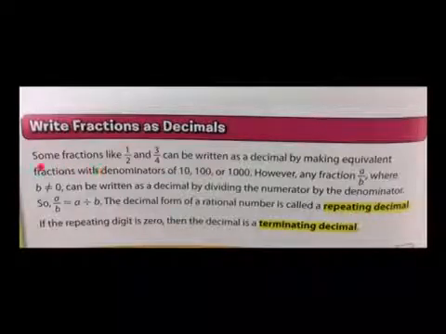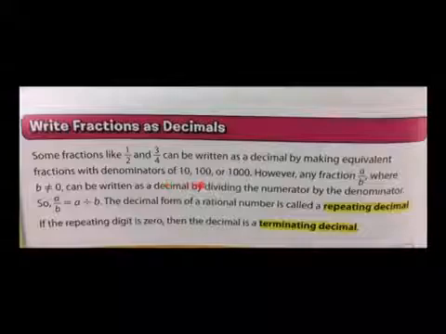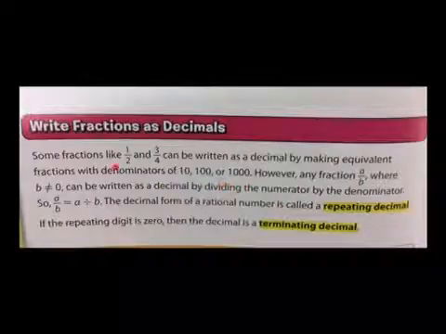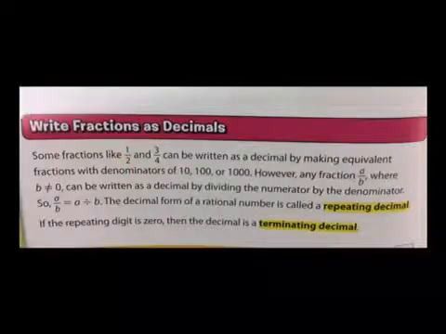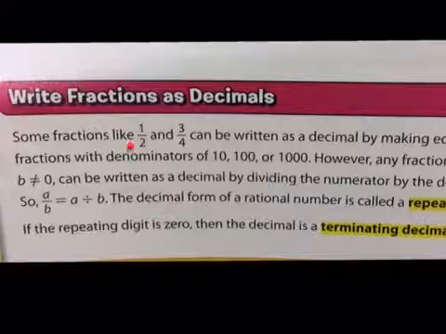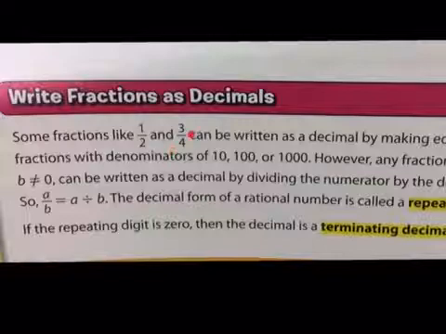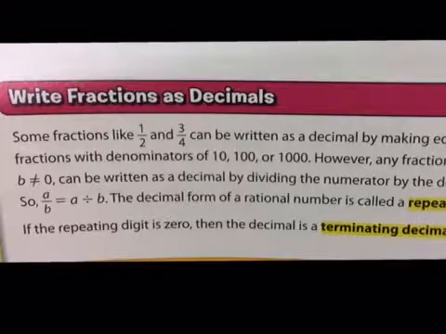Some fractions like 1/2 and 3/4 can be written as a decimal by making equivalent fractions with denominators of 10, 100, or 1000. You see, we can simply make these denominators up to 100, and to make this 100, we multiply this by 50, so we multiply this by 50, so it's 50 over 100. Over here, we multiply this by 25, and this by 25, so it's 75 over 100. That's one way to do it, and also that will give you your percent.